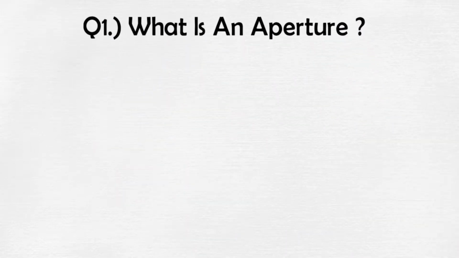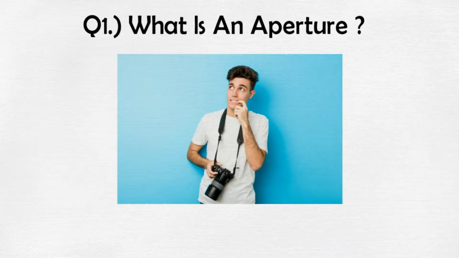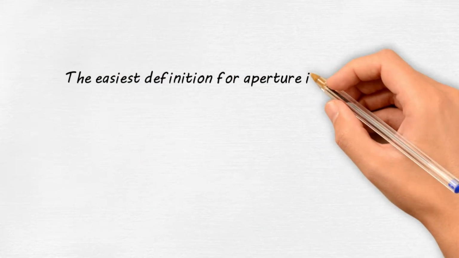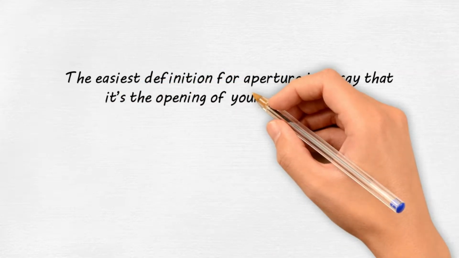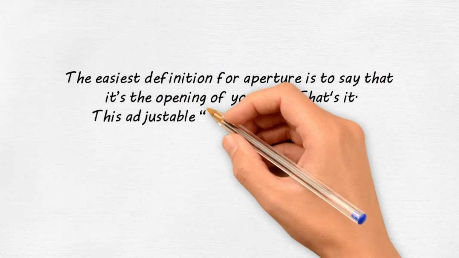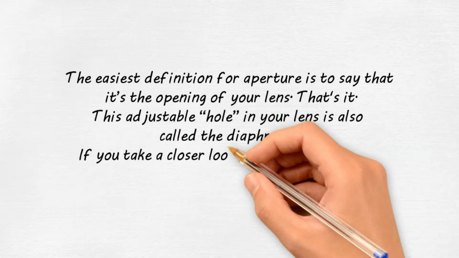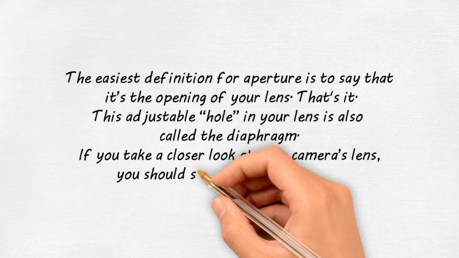Question number 1. What is aperture? The easiest definition for aperture is to say that it's the opening of your lens. This adjustable hole in your lens is also called the diaphragm. If you take a closer look at your camera's lens, you should see something like this.